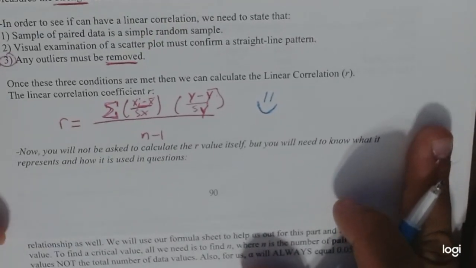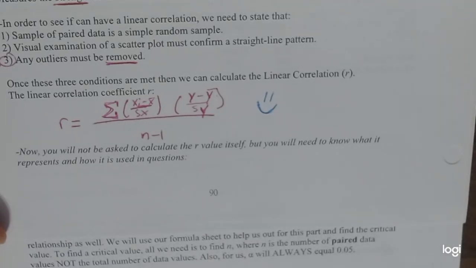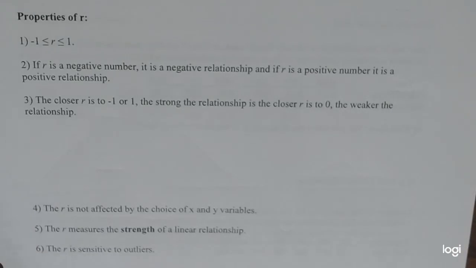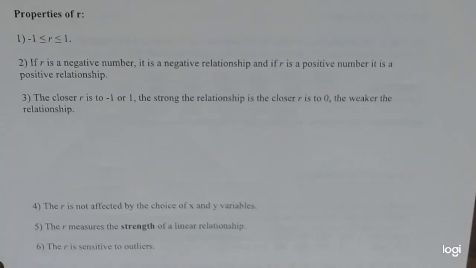Okay, so now that we know how to calculate r, and again, you're not technically going to do it by calculator, it's going to be roughly given to you in some format. The main concept you're going to care about is what it actually represents. What are the properties of r? That's the most important thing. The first major property of r is that it's bounded between -1 and 1.